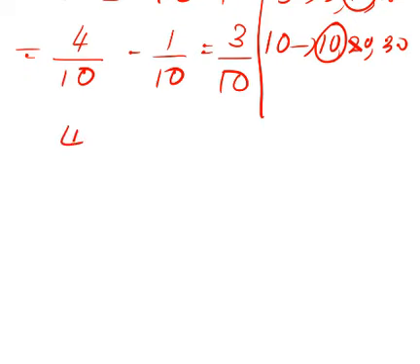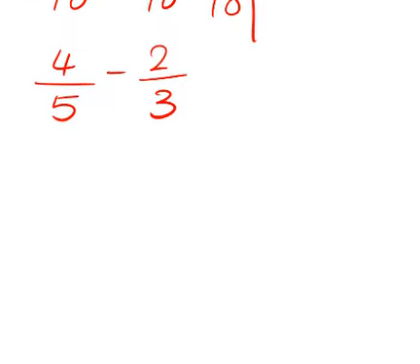4 over 5 minus 2 over 3. Okay, so here we can see that they are unlike fractions. That means their denominators are different. The first one's denominator is 5 and the second one's denominator is 3. So we have to make it same. So list the multiples of 5 first.